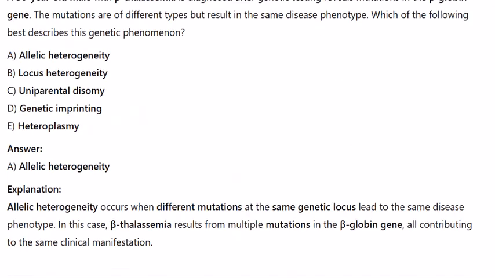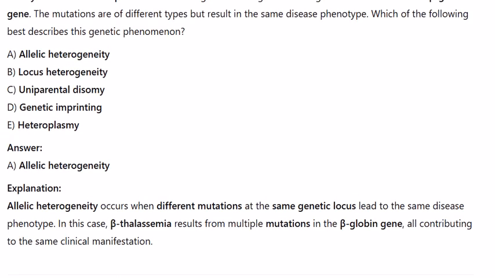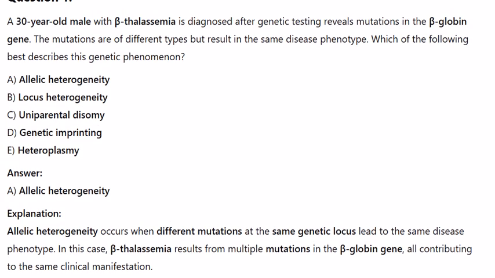Here are 3 high-yield USMLE-style questions focused on allelic heterogeneity, heteroplasmy, and uniparental disomy. Question 1. A 30-year-old male with beta thalassemia is diagnosed after genetic testing reveals mutations in the beta globin gene. The mutations are of different types but result in the same disease phenotype. Which of the following best describes this genetic phenomenon?